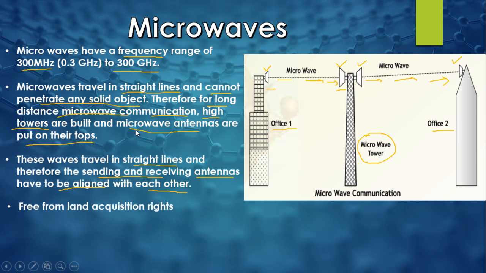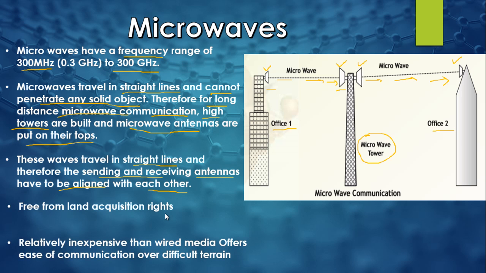Now the next point is free from land acquisition right. Okay, so it's your office. You don't have to take any land or purchase any land for setting the towers. So it is free from land acquisition right. What you have to do is set a tower in your building and set the antenna over there. For that you are not purchasing any land, so that is free from land acquisition right.